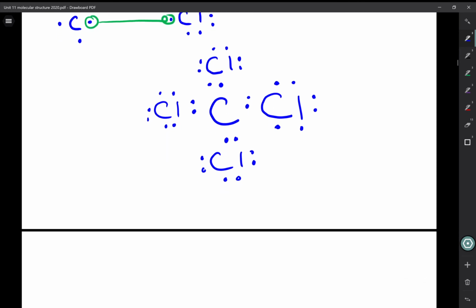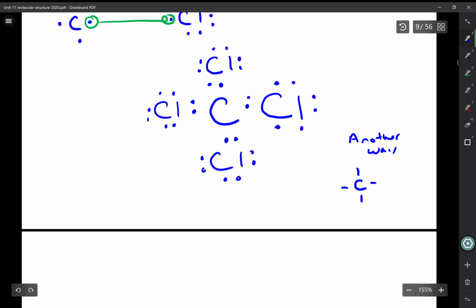And here's another way you can write it. Remember we did lines instead of dots, so we can do that too. Put your carbon in the middle, and instead of putting 2 dots, we're going to substitute those for lines. So Cl with 6 unshared electrons, and the same for each of the other chlorines. So you can write it either way. This one obviously looks a little cleaner because there's not as many dots, but either way is acceptable.